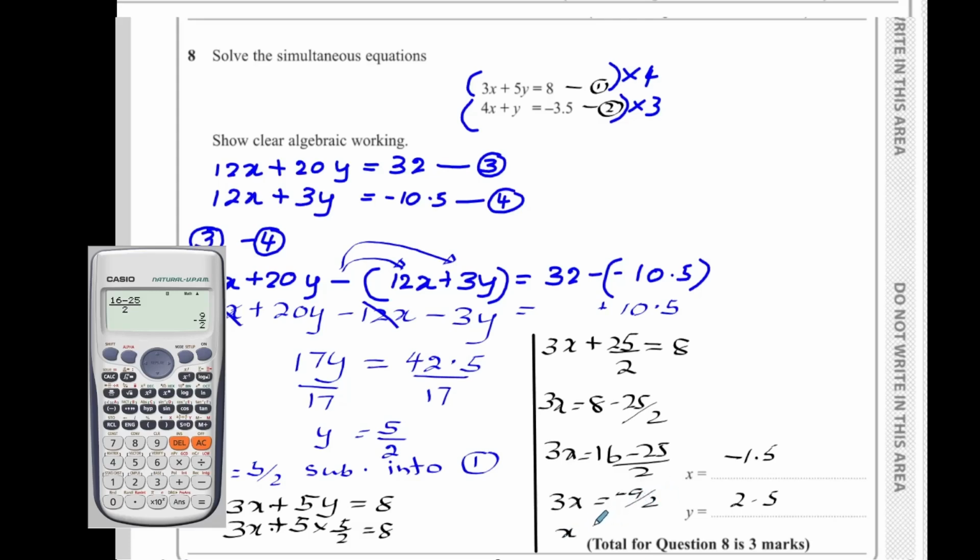Then x equals minus 1.5. So we got it. That's it. So before doing anything else, please get your answers using the calculator. Then if you are going wrong, you can verify it.